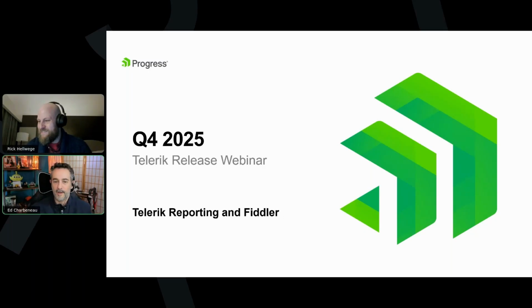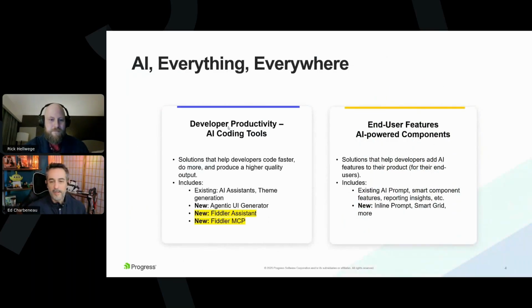We are going to be talking about Telerik Reporting in Fiddler today. So I want to start things off with a little bit of an AI message because everybody's doing AI now, and it has been the topic of 2025. Like 2025 has just been nonstop AI news.